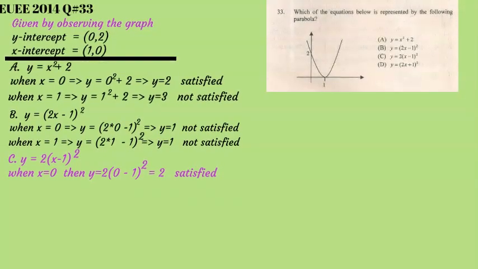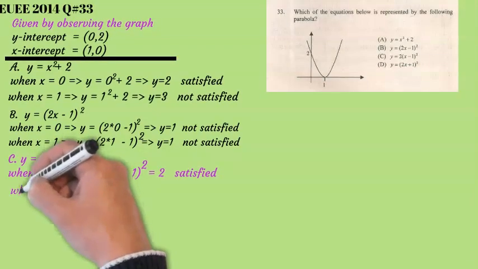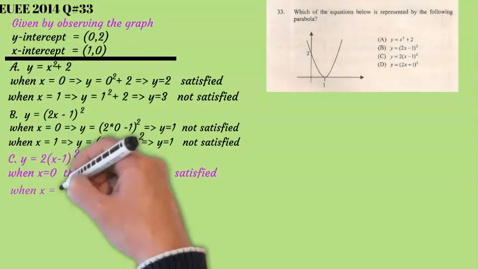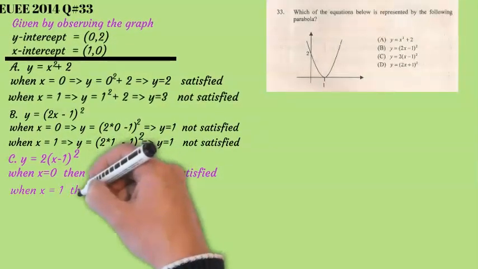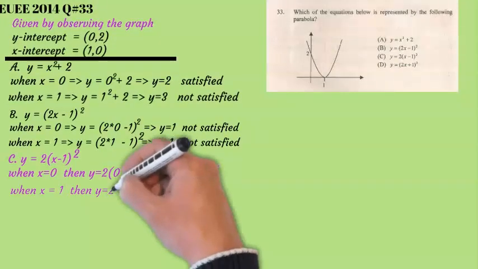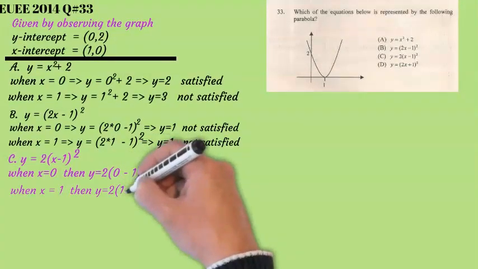When x is 1, we expect y to be 0. Then let's see what y is: y is equal to 2 times 1 minus 1 the whole square is equal to 0 again. Because 1 minus 1 is 0, and 2 times 0 is 0.